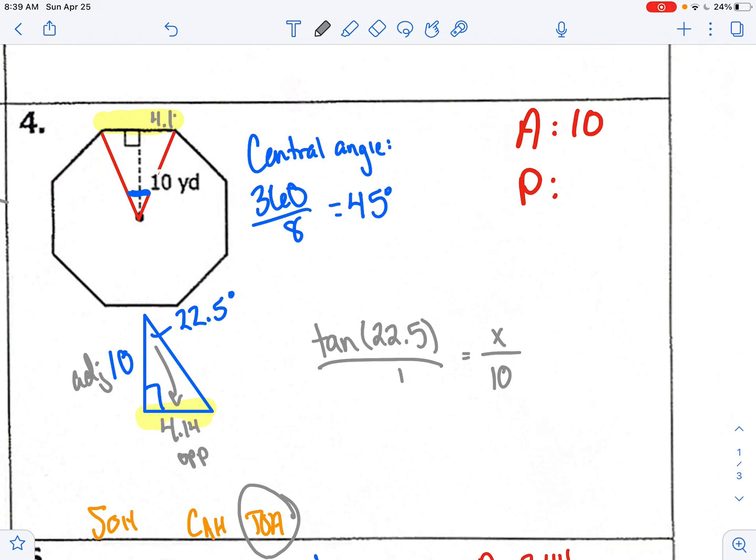So I have 4.14, 4.14, which means one whole side is 8.28. So if one side is 8.28, what would all 8 sides be? I'm going to take 8.28 times 8 to get 66.24 yards. And then from there, I can do my 1/2 times the apothem times the perimeter to find the area.